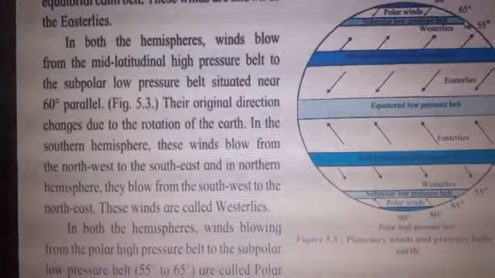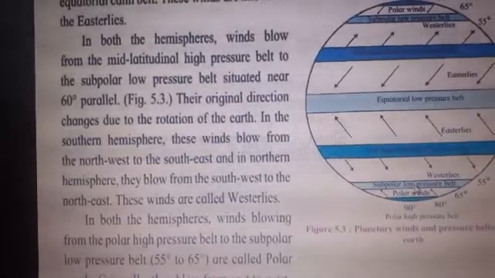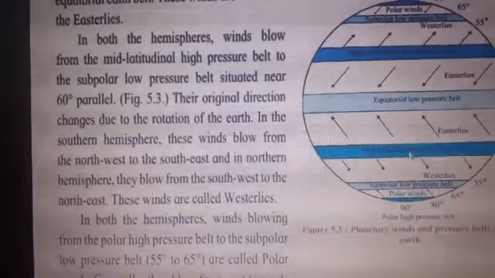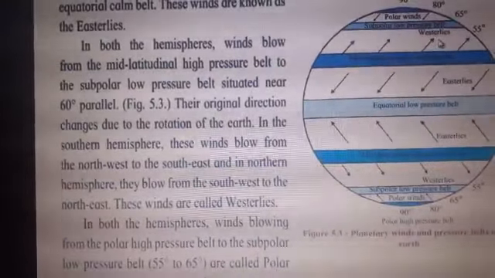Okay. Their original direction changes due to the rotation of the earth. So how does the direction change? Because of the rotation of the earth. In the southern hemisphere, these winds blow from northwest, right? The winds are blowing from where? Northwest to the southeast. So winds blow from northwest to the southeast, and in the northern hemisphere they blow from southwest to the northeast. So these winds are called the westerlies. You can see the arrows of the winds which they have shown here. So they are called the westerlies.